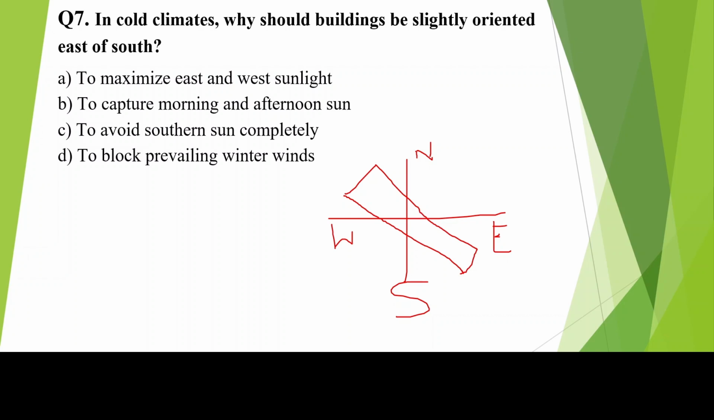So whenever you orient the building slightly east of south, it ensures the building captures morning and afternoon sunlight, and that will help you maximize the solar heat gain during winter conditions while reducing depth related lighting problems at the same time. That's why this slightly east of south orientation is preferred in cold climate conditions. So I think it is well clear to all of you, and if it is clear, then we can move to the next question.